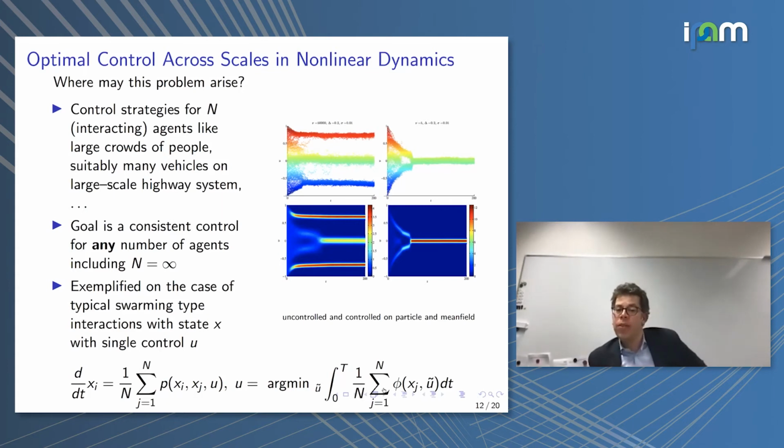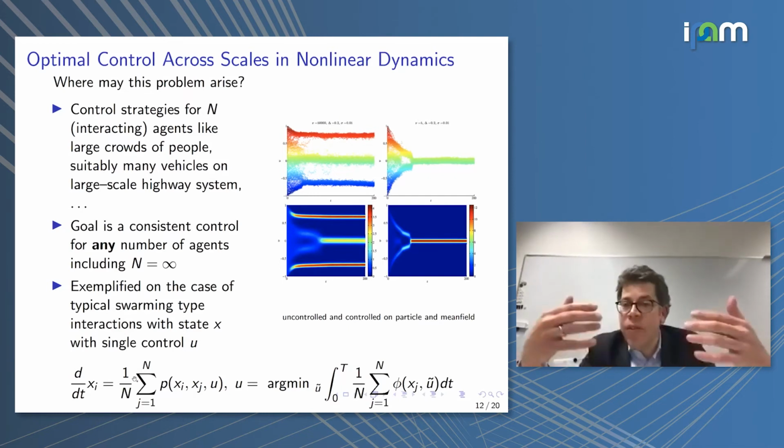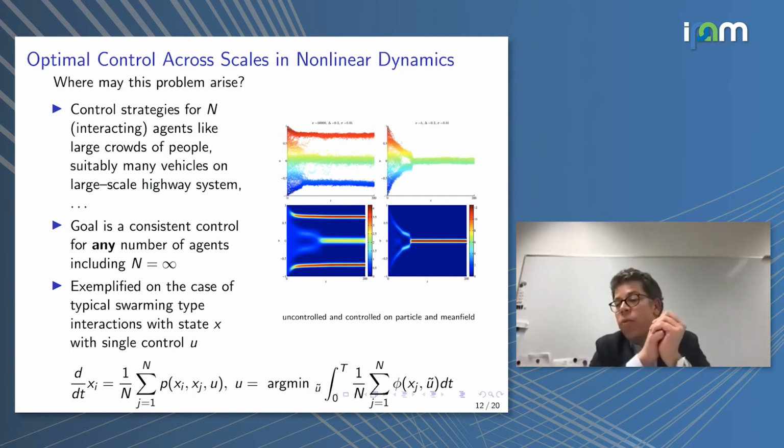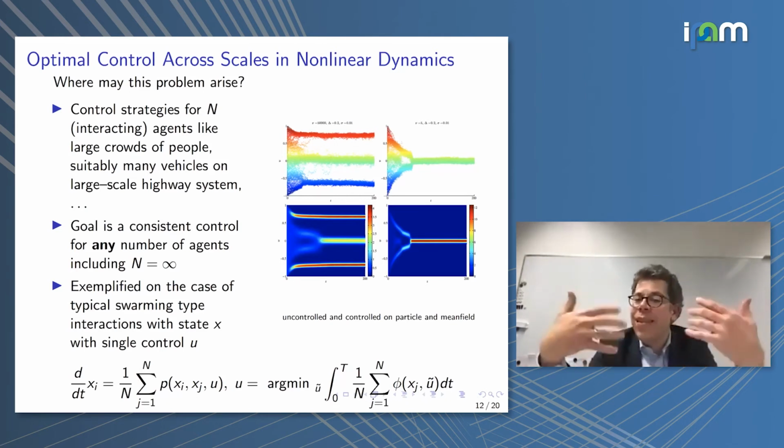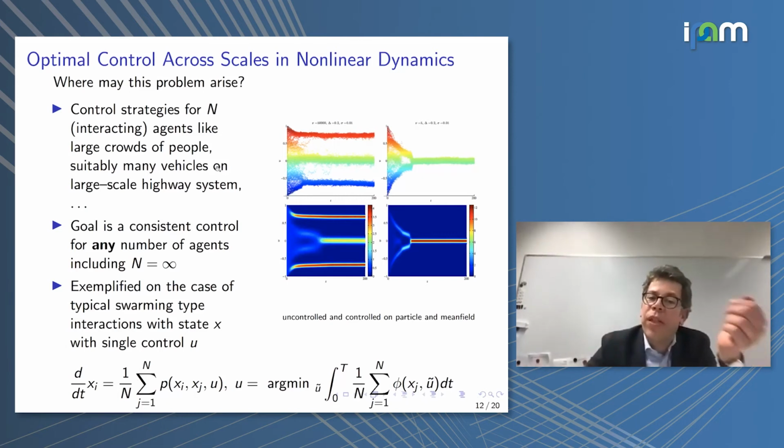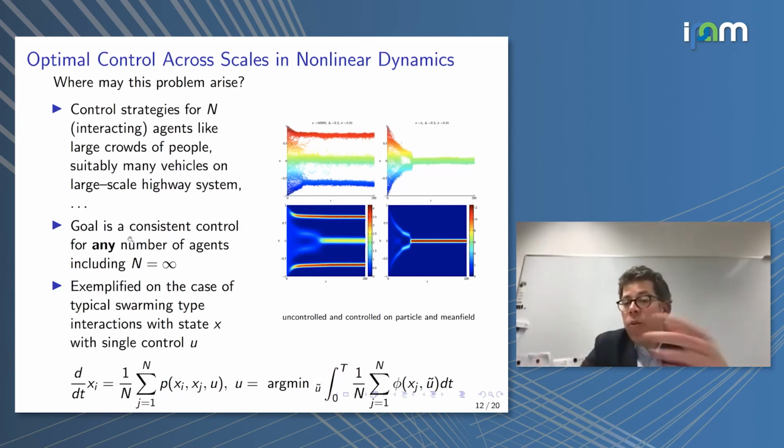And so my question is, I already know what the limit of this is as a model, but what is the limit of this as a control problem? This could be relevant if you want controls which are in some sense independent of the number of agents. So our goal is to find this consistent control for any number of agents. As I said, I exemplify this on a nonlinear swarming model. This is a picture of a linear model, but here I want to treat the nonlinear case.